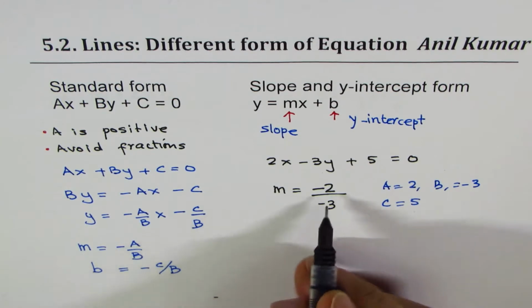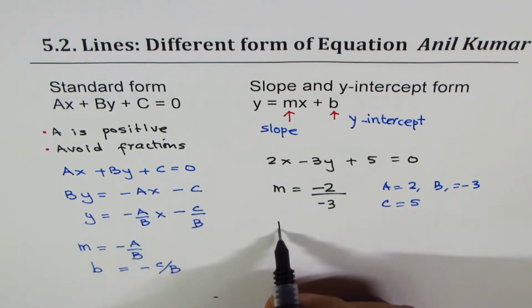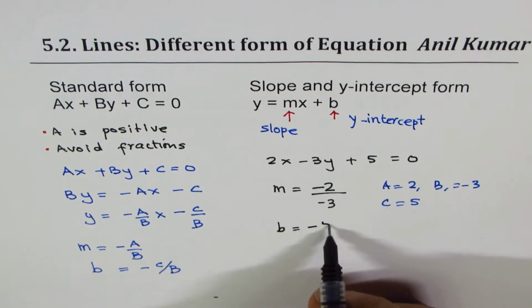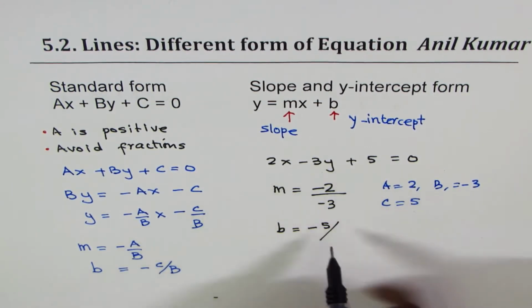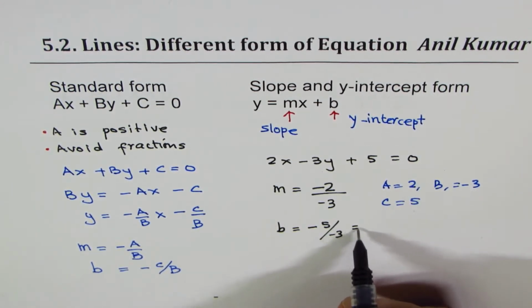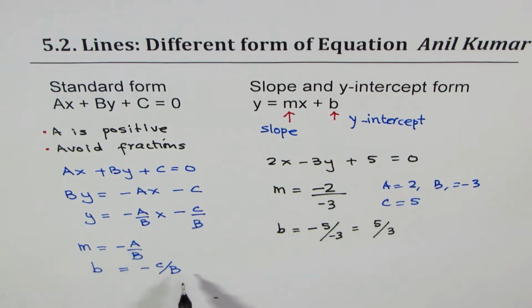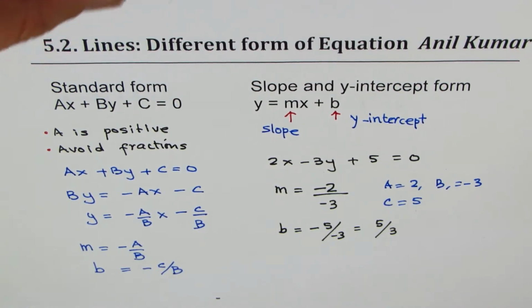So you can find what slope is, and you can find what y-intercept is by writing this as minus c, which is 5, over b, which is minus 3. So the y-intercept is 5 over 3. Is it okay? So you can read from here the slope-intercept form very easily, correct?